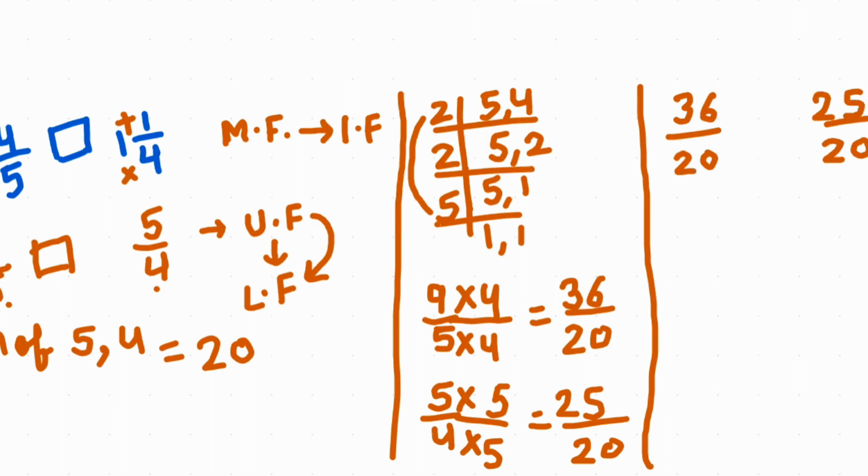Now it is the time to give the final answer. Let's check. 36 by 20 comes from 9 by 5. And 9 by 5 comes from 1 is to 4 by 5. So 1 is to 4 by 5 is greater than 1 is to 1 by 4.